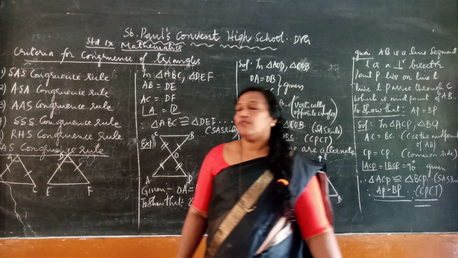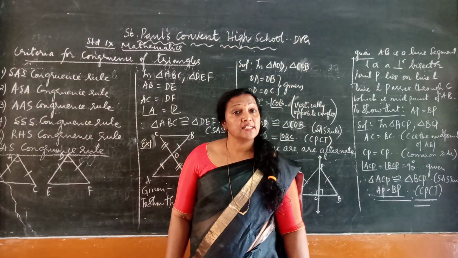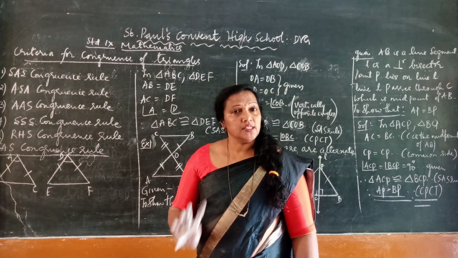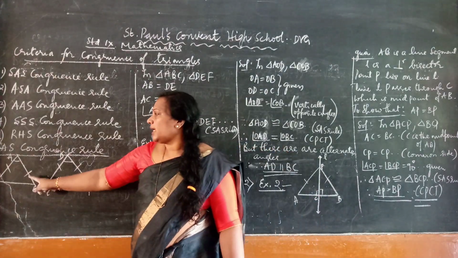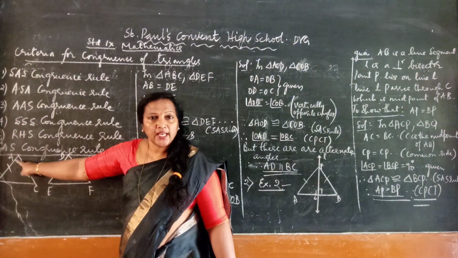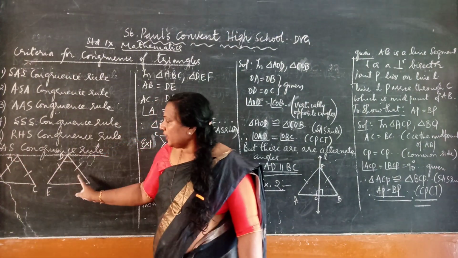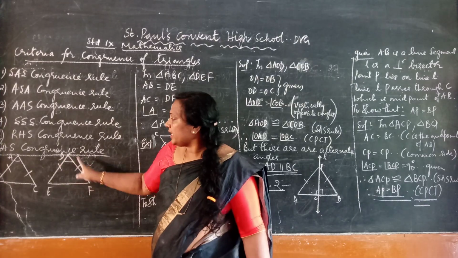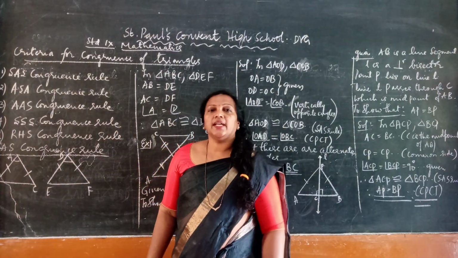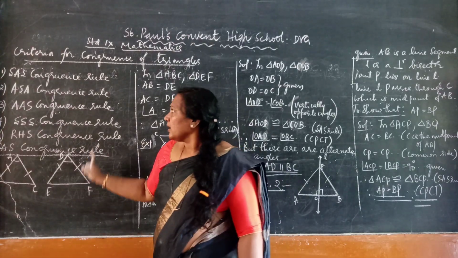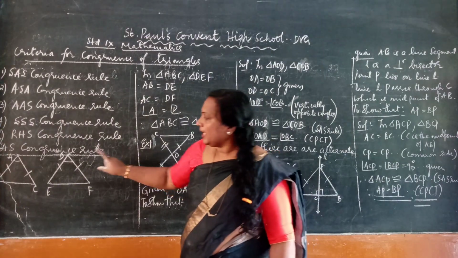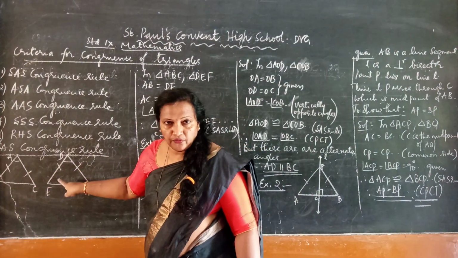Now let me take the first rule, that is SAS congruence rule. The SAS congruence rule states that 2 triangles are congruent if 2 sides and the included angle of one triangle are equal to the corresponding 2 sides and the included angle of the other triangle, then the 2 triangles are congruent. So you have to write in front of this the rule and then draw the 2 figures.